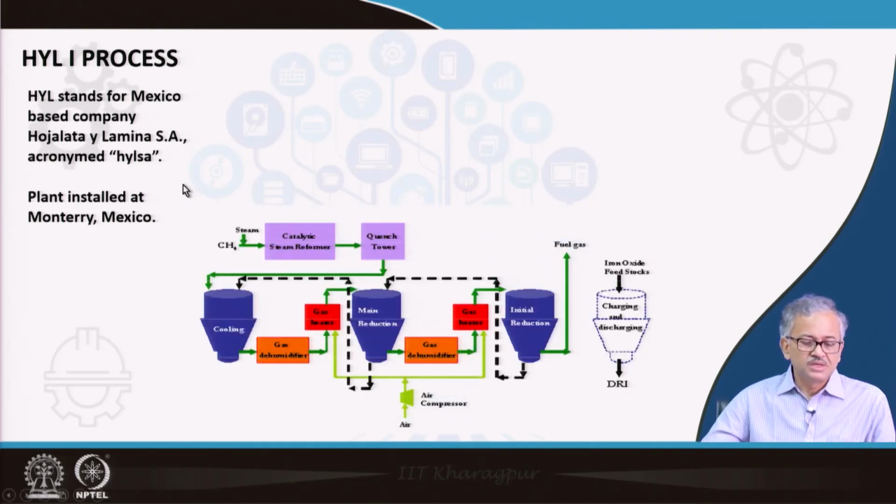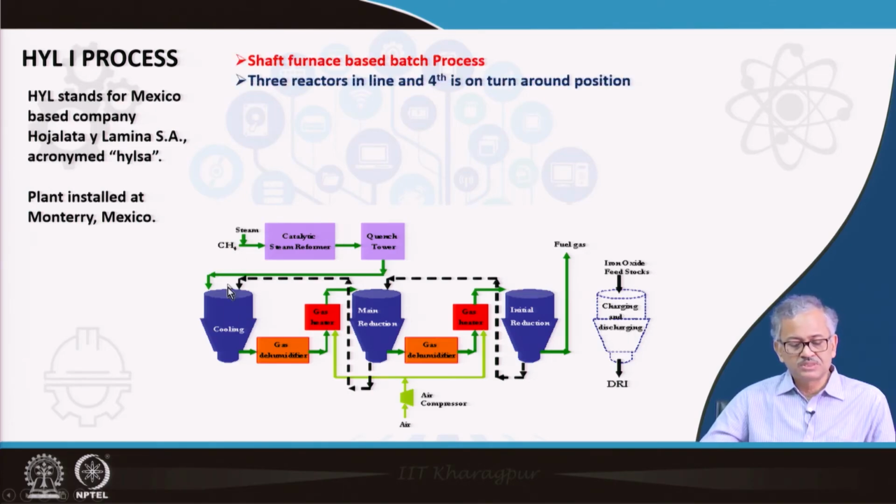The first plant was installed at Monterrey, Mexico. Mexico and Venezuela are very gas-rich countries, so that's why they invented this type of gas based process. The first process, HYL 1, was initially based on four batch shaft reactors. Three of them are in tandem, and the fourth reactor is always in the turn down position, either charging or discharging. So it is basically a shaft furnace based batch process.